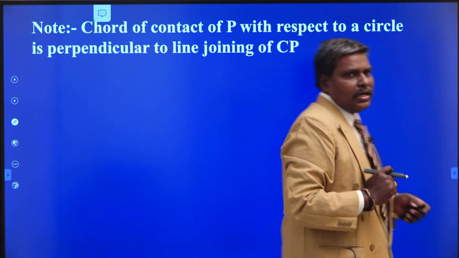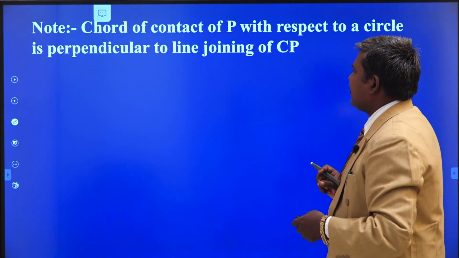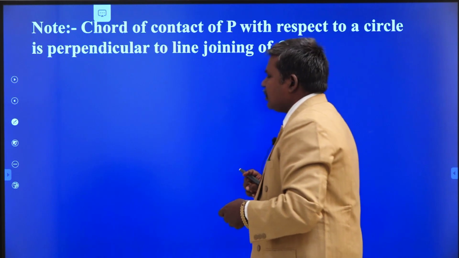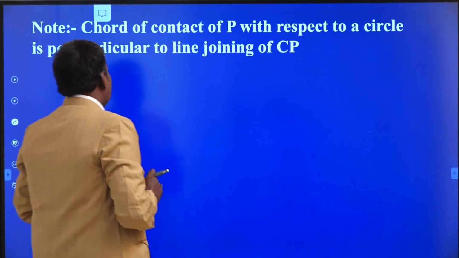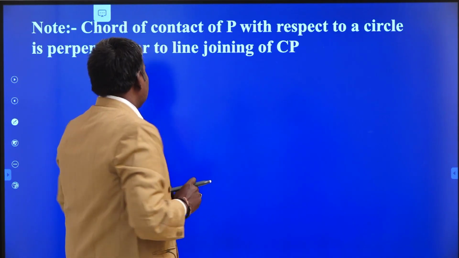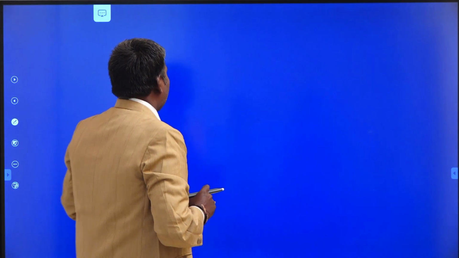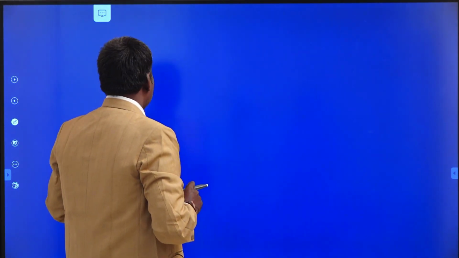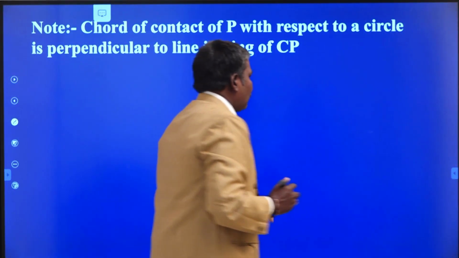Note that the chord of contact of point P with respect to a circle is always perpendicular to the line joining CP. What is C? The center of the circle. P is the given point. Then the chord of contact is always perpendicular to the line joining CP. How to obtain this one?